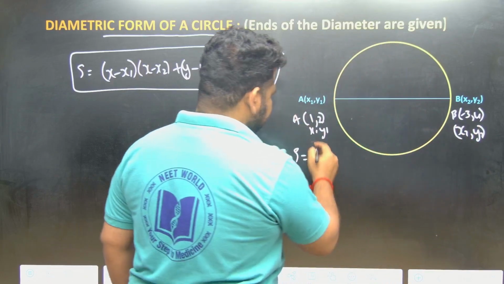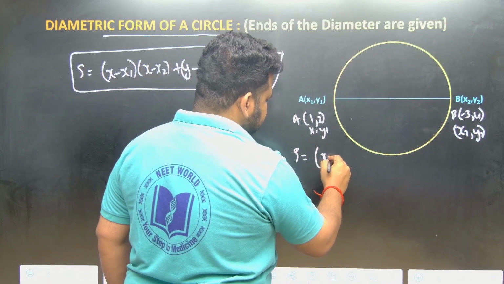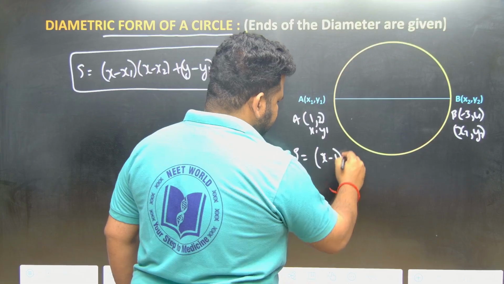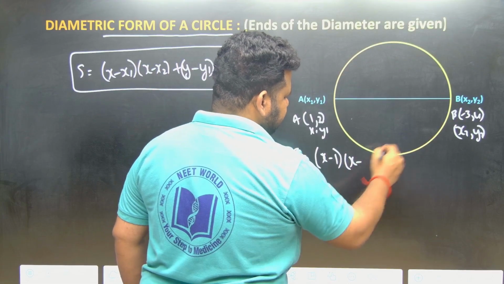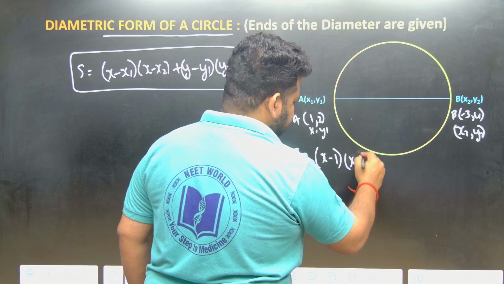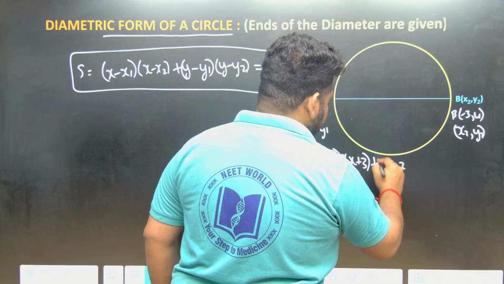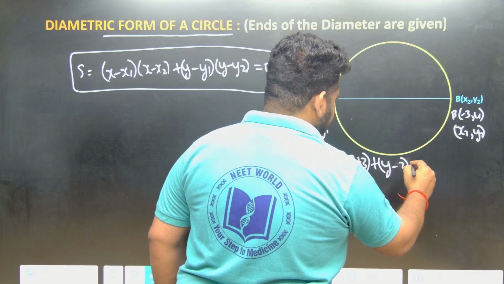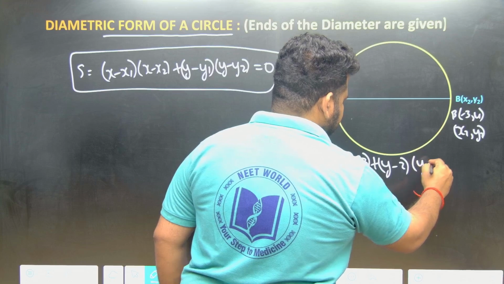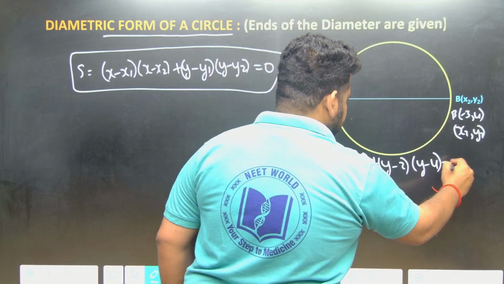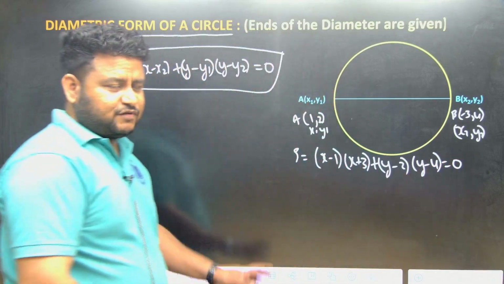So this will be x minus x1, x1 is 1, into x minus x2, x2 is minus 3, that is x plus 3, plus y minus y1, y1 is 2, so y minus 2, into y minus y2, y2 is 4, so y minus 4. This is equal to 0. This will be the diametric form of the circle.